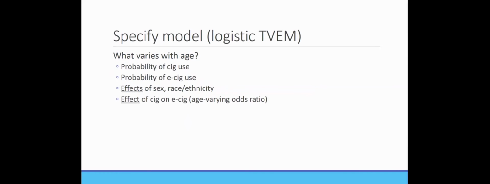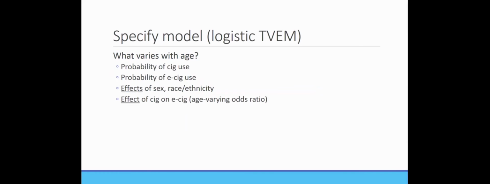So what varies across age in our study? Well, we believe the probability of cigarette use will vary, and the probability of e-cigarette use will vary. So in 2 separate models, predicting each of those outcomes, we would specify age-varying intercept values. Obviously, sex and race ethnicity are unlikely to change across age, and in fact, this is cross-sectional data, so they absolutely could not. But their effects could be age-varying.